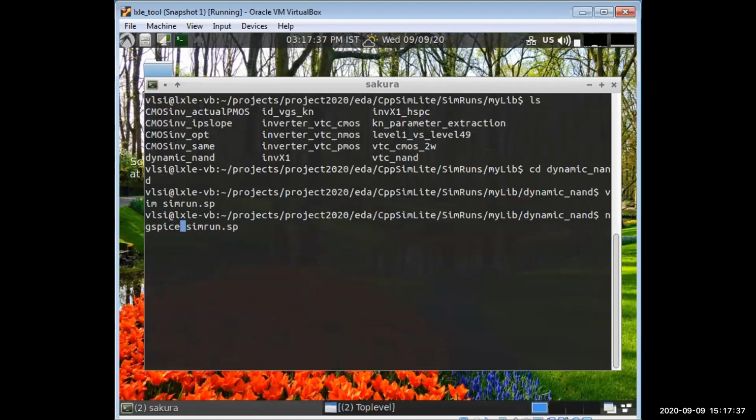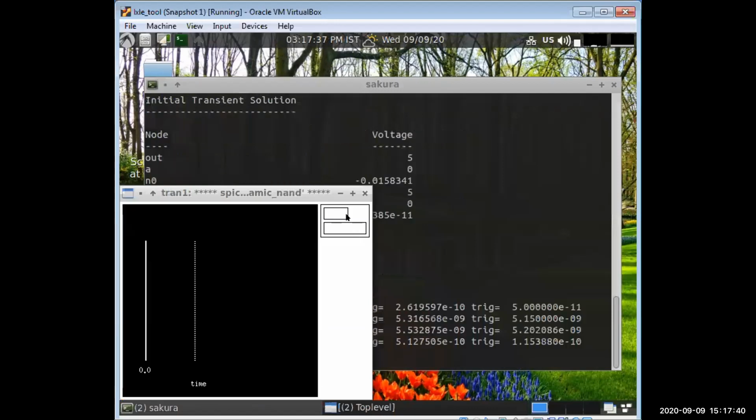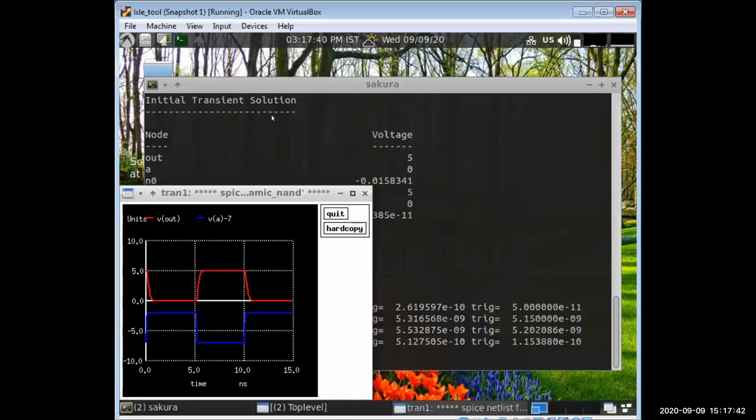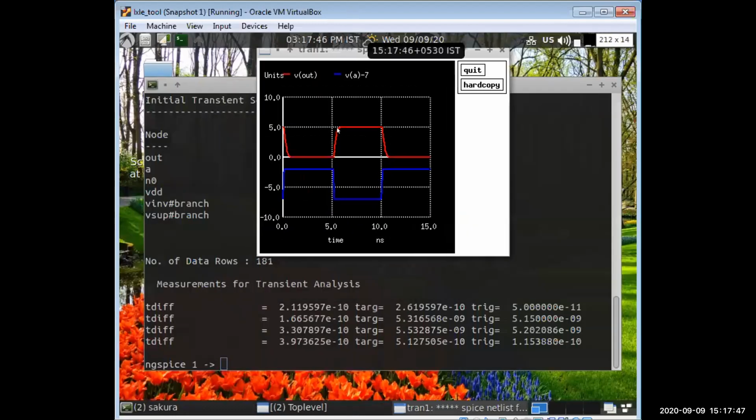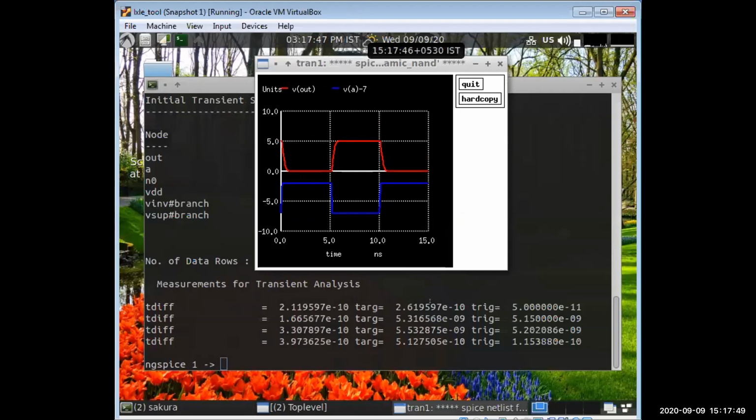Ngspice. Okay. Now you can see here, this is the curve. Let's see the values. These are the values. So T difference, that means first I have given from rise to fall. So this is the TPHL value. This is the TPLH value, and this is the transition delay value. That means from 10% to 90%, and this is from 90% to 10%. These are almost the same.